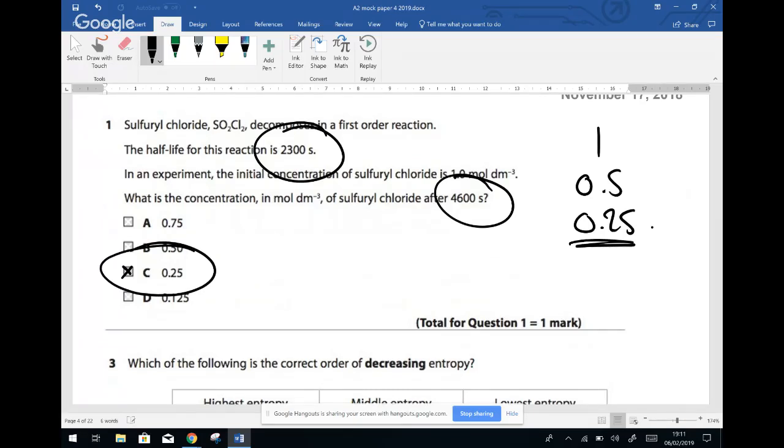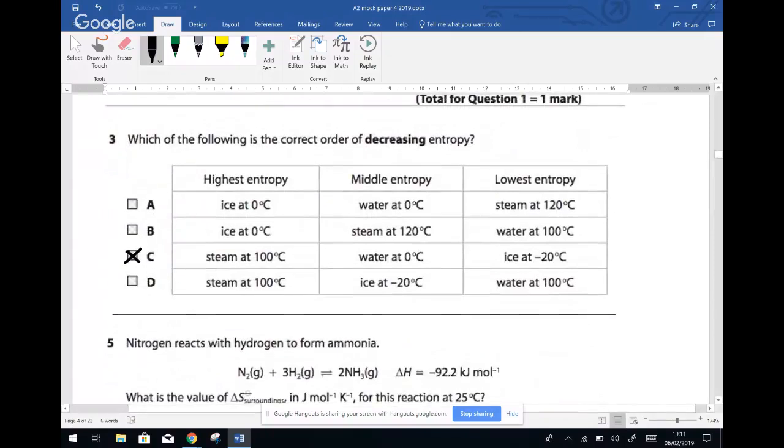Dead straightforward. Next. Which of the following is the correct order of decreasing entropy? Decreasing chaos.